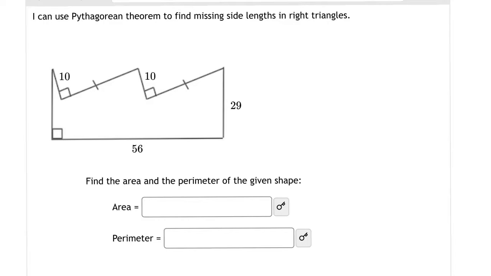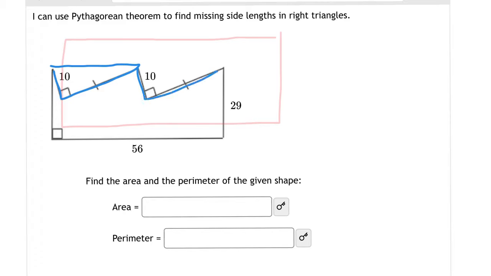Hi, so for this problem, I think what I would do is to try to box in the entire shape. So I am going to draw a line straight across the top here. And when I do that, you can see that I get one big rectangle, and then I also get a couple of little triangles. So you can see that there's these right triangles here.